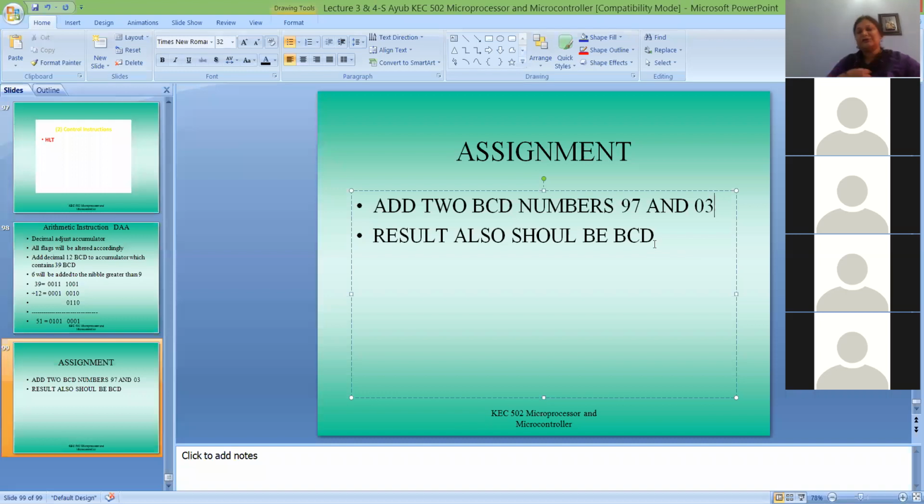So you have to write the program where 2 BCD numbers are given and you want to add these 2 BCD numbers and your result should also be a BCD number. So here you have to make use of DAA. This is your assignment that you have to write the program for this. This is your one assignment.